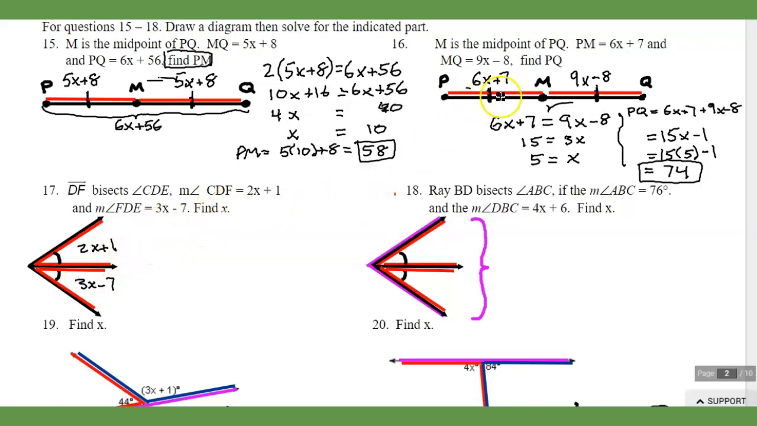So this is very similar to 16, where they gave us the two small segments. And since this is the midpoint, they were equal to each other. So they give us the two small angles, not the whole big one. So these two are just equal to each other. So much like the last problem, set them equal and go ahead and solve.